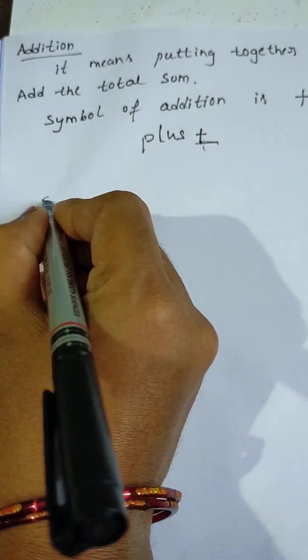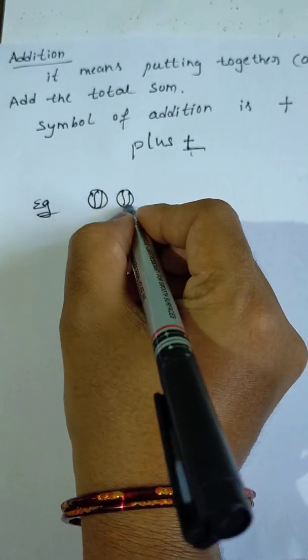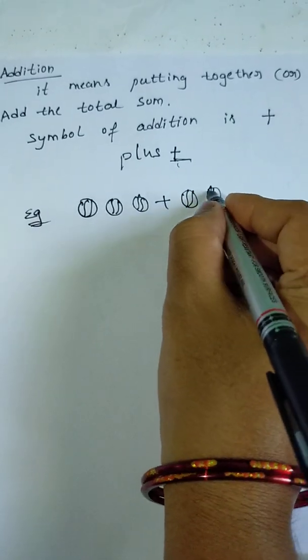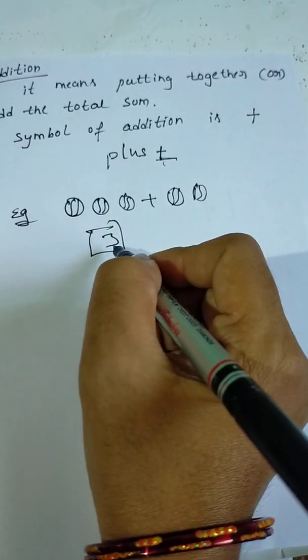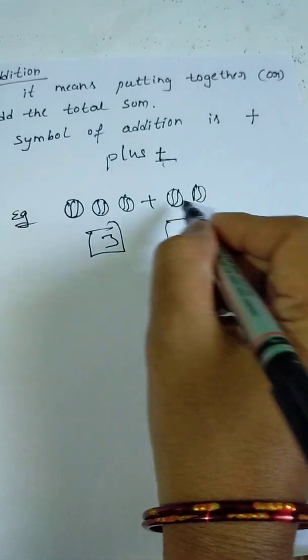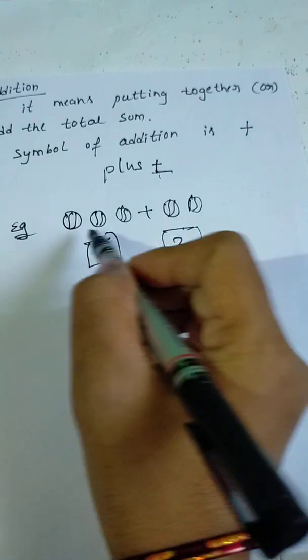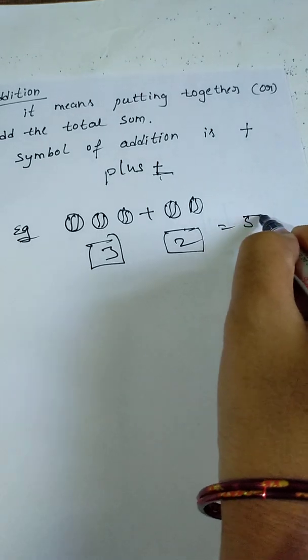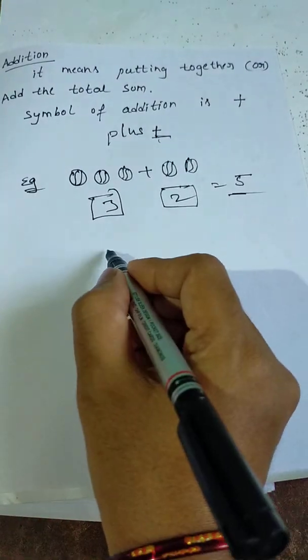Okay, I will give you an example of addition. First example, add the objects. Plus. How many balls are there? 3 balls. 1, 2, 3. So write the number 3. Next, here how many balls are there? 1, 2. Total how many balls? 5 balls. To count the total: 1, 2, 3, 4, 5. Total 5 balls. It is addition.